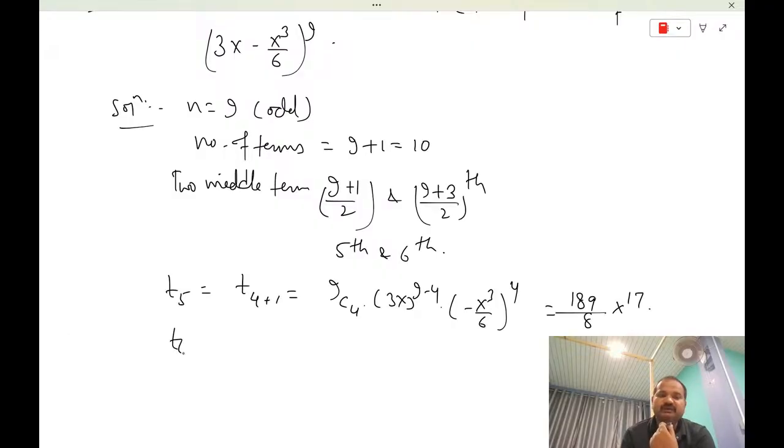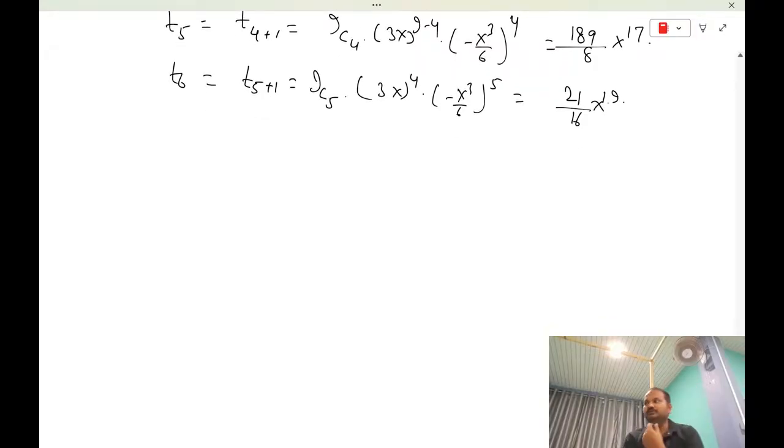Similarly, we can find T6. It will be T5 plus 1. So 9C5, 3x whole to the power 4 and minus x cube by 6 whole to the power 5. After solving this, we will get 21 by 16 x to the power 19 as the final answer. So till now we have seen how to find the middle term of the expansion of x plus a whole to the power n.